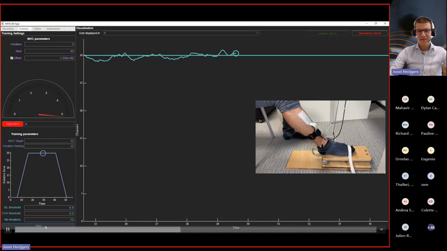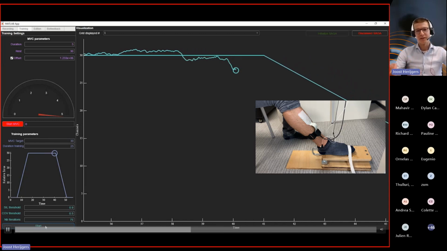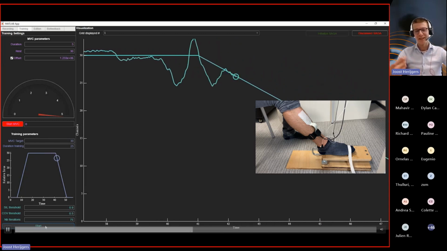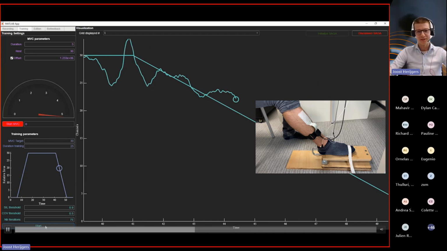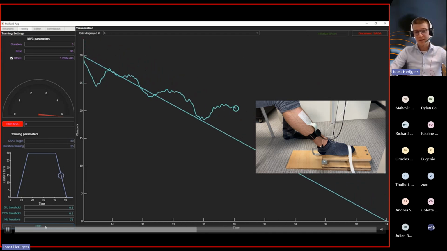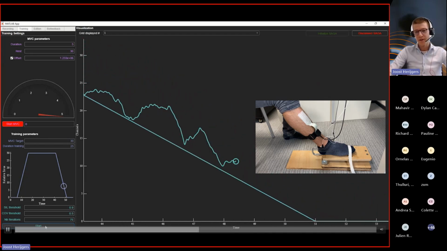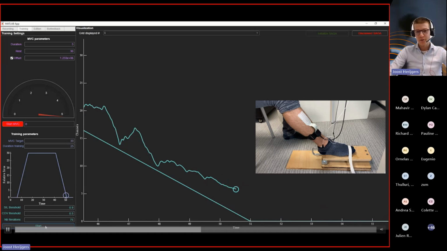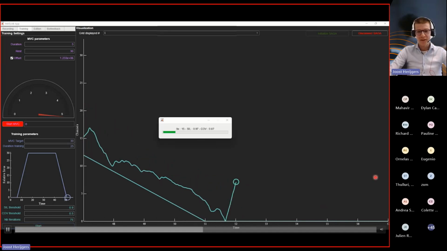So you can see that it's quite hard to keep it exactly at this force level, but the subject does quite a good job on this. And then as we get towards the falling period, it again becomes a bit harder to follow this nicely, which you will see in the end results. But it's always a bit tricky to get this right.